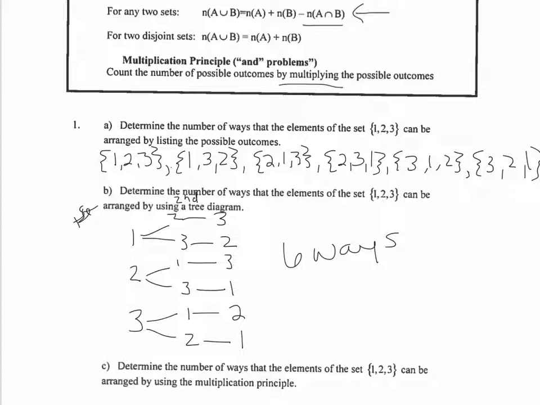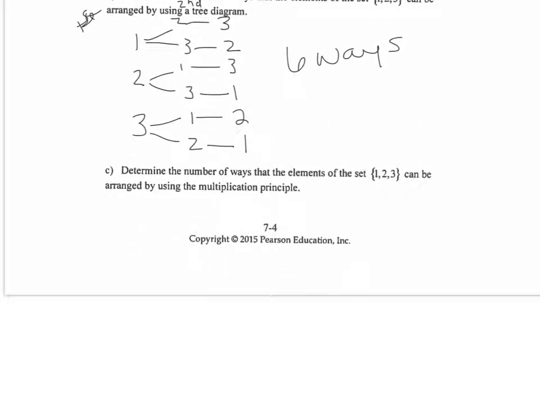There were 6 ways. But the easiest way to calculate this is to use the multiplication principle, which simply says this: if I look at the numbers in that set, how many different choices do I have for the first digit? Well, there are 3. Because I could either use 1, I could use 2, or I could use 3.